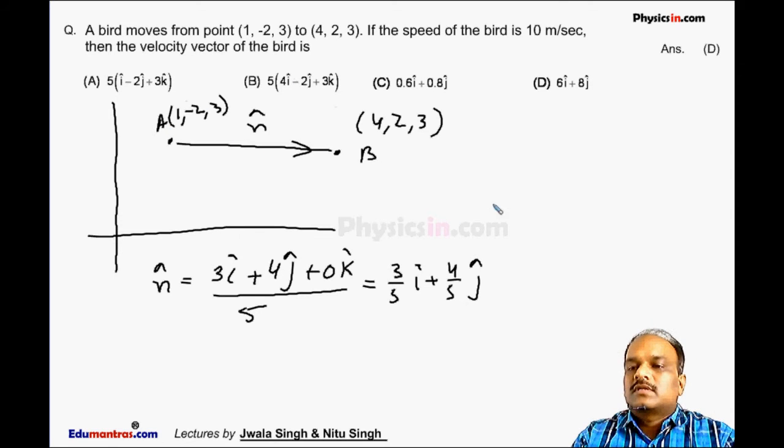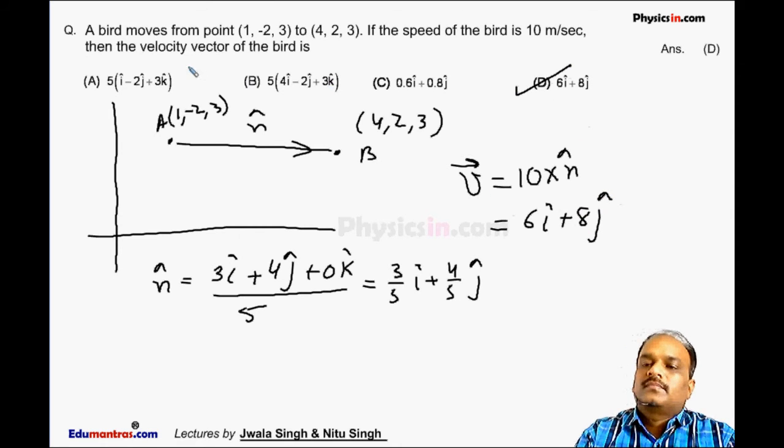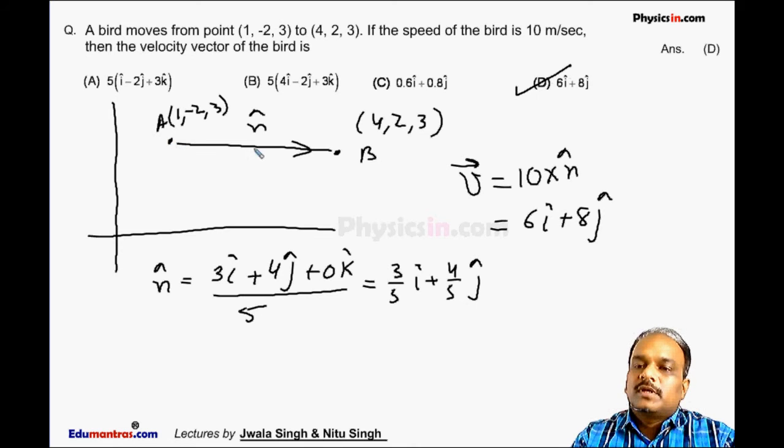The velocity vector, so the velocity of the bird is given by its magnitude, 10 meter per second, multiplied by n cap. So it comes out to be 6 i cap plus 8 j cap. So this is the velocity of the bird, because the bird is moving from A to B, and we know the coordinate of A, we know the coordinate of B.